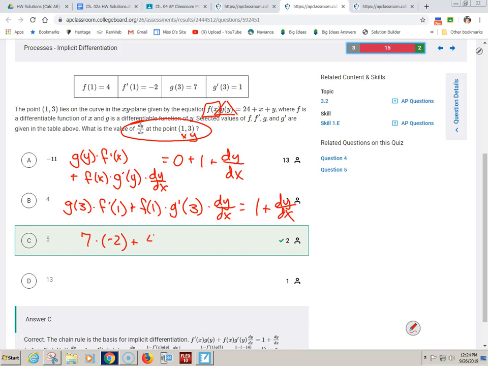F of 1 is equal to 4, g prime of 3 is equal to 1. I have my dy dx and I have my 1 dy dx. So how many dy dx's do I have? 4, and then I can subtract 1, so I have 3 dy dx. And then I have 1, and I'm going to add 14, which is going to be 15. Is dy dx equal to 5? Why, yes, indeed it is.